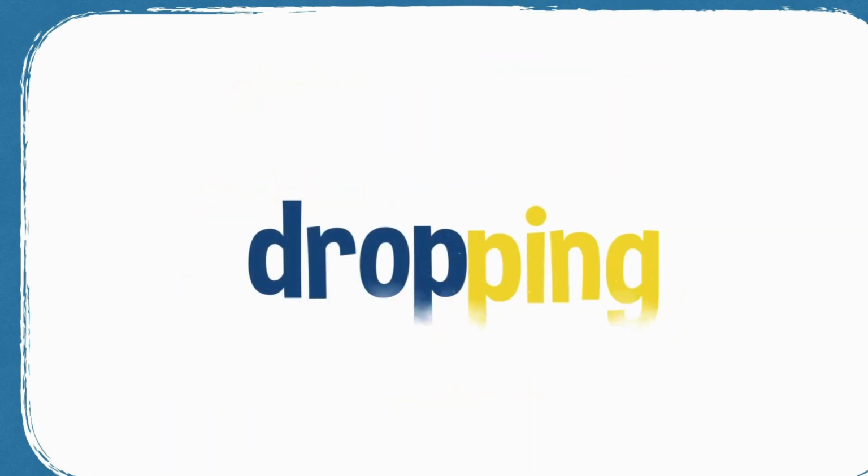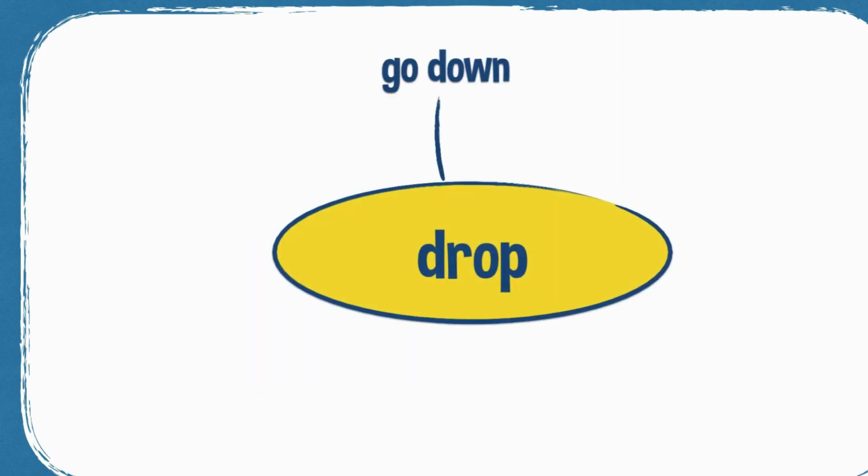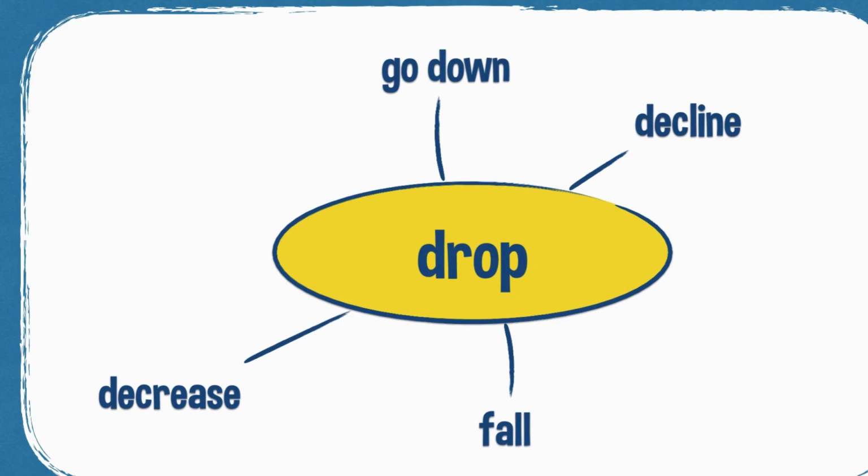And here are the verb forms for drop. Dropping, two P's, double P there. And the same again, dropped. And some synonyms for drop: go down, fall, decline, decrease.